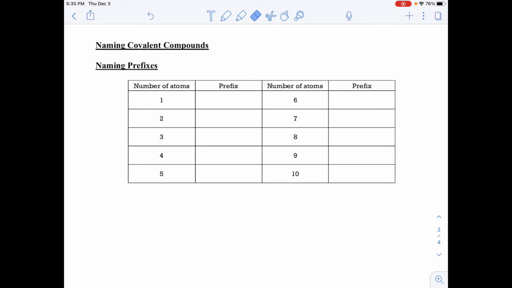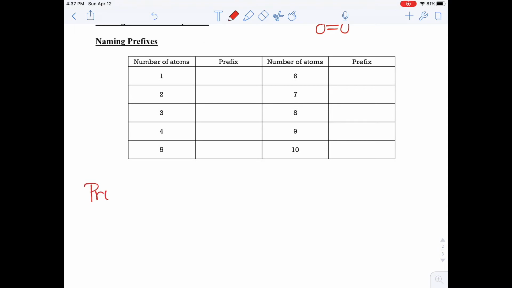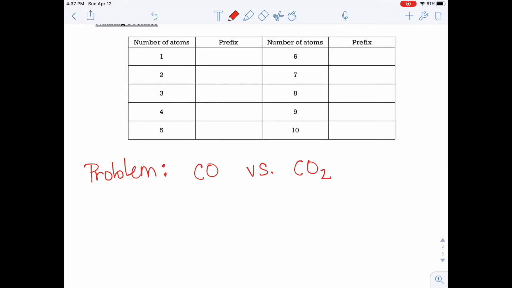If you remember from the last lecture, a covalent compound is formed from two or more nonmetals. However, there's not many nonmetals on the periodic table. So here's where the problem arises. There are two very common compounds that have carbon and oxygen bonded together, sharing their electrons. Carbon monoxide, this first one here.